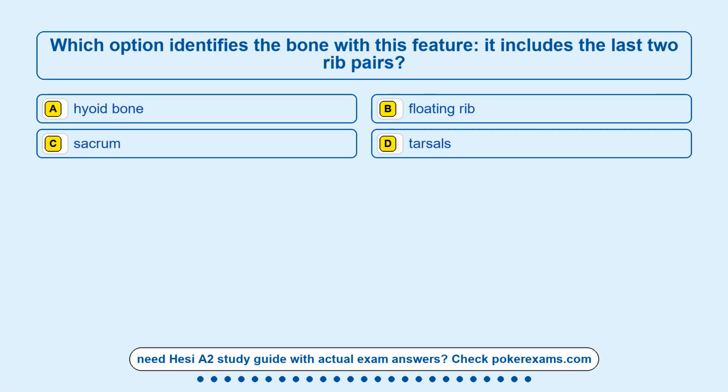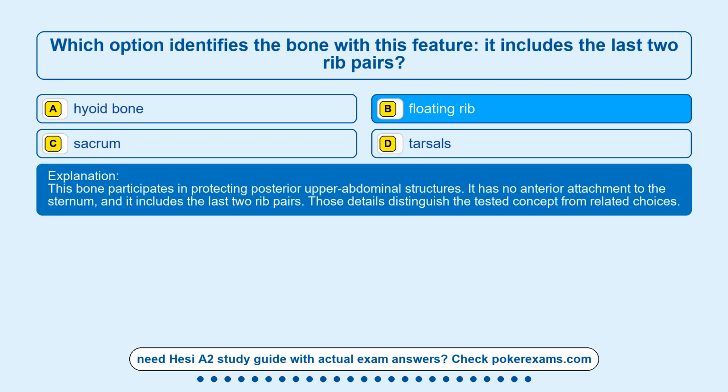Question 10. Which option identifies the bone with this feature? It includes the last two rib pairs. Option A, hyoid bone. Option B, a floating rib. Option C, sacrum. Option D, tarsals. The correct answer is option B, floating rib.